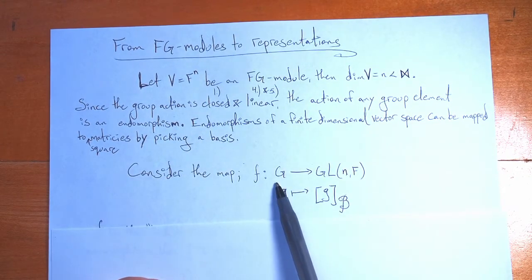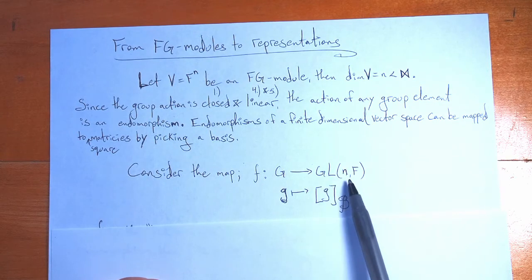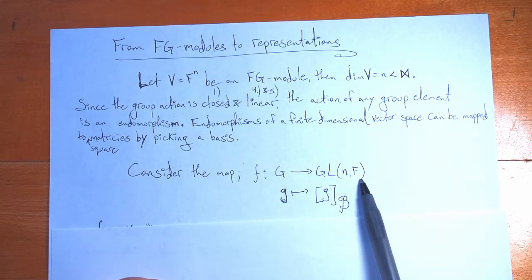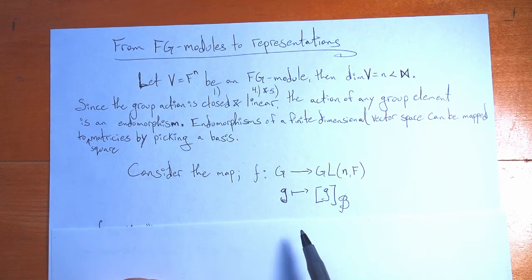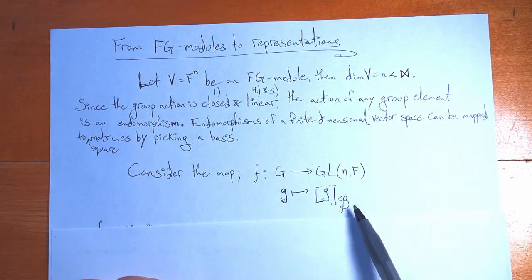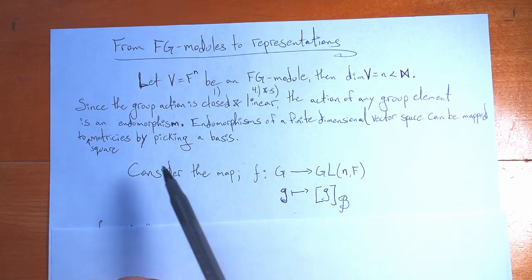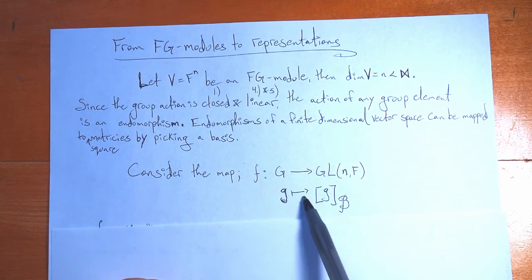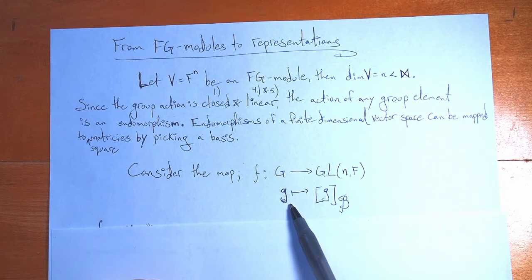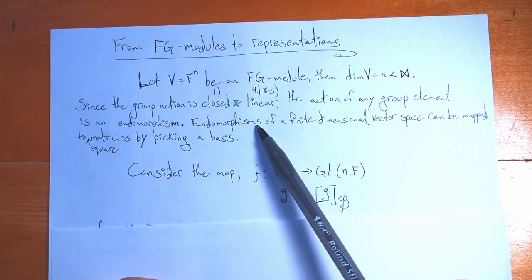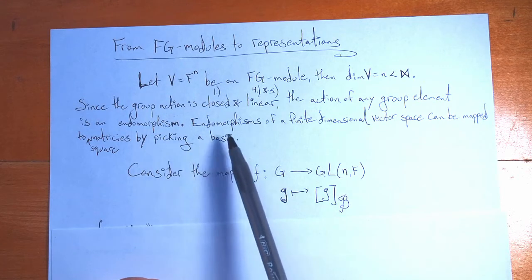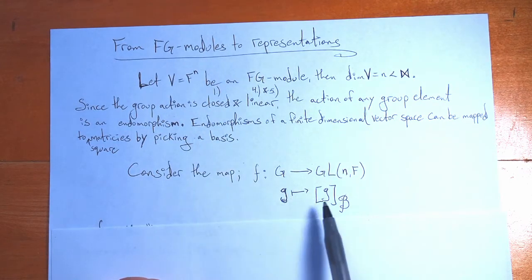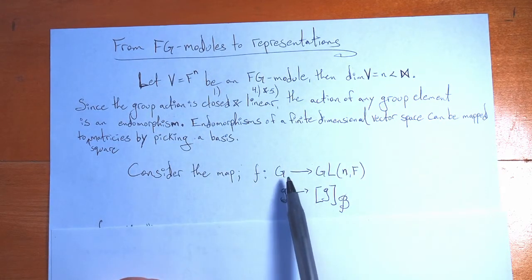Okay, so consider this map. Let's call it F. It takes in a group element and spits out a matrix. It's going to be n by n, and it's going to have entries from our field F, the same field that our vector space is over. And all we're doing is saying, take your group element and pick some basis B, and let that basis tell you how to turn your group action, which is an endomorphism, into a matrix. Multiplying by any group element is going to be an endomorphism. We just talked about how endomorphisms are always going to give us n by n matrices. And how do you do that? Well, you pick a basis. So this is going to be a map from G to GL_n(F).